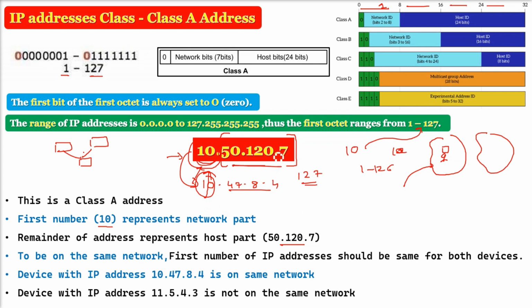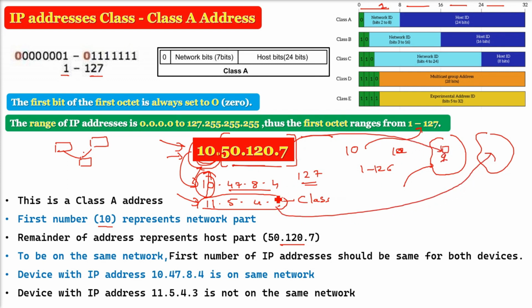Don't worry about the next three octets. If I write 11.5.4.3, and we see the first octet, the first decimal number, one is 10, one is 11. So this 11.5.4.3 does not belong to the same network as 10.50.120.7. Okay. So if 10 is in this network, 11 will be in some other network.